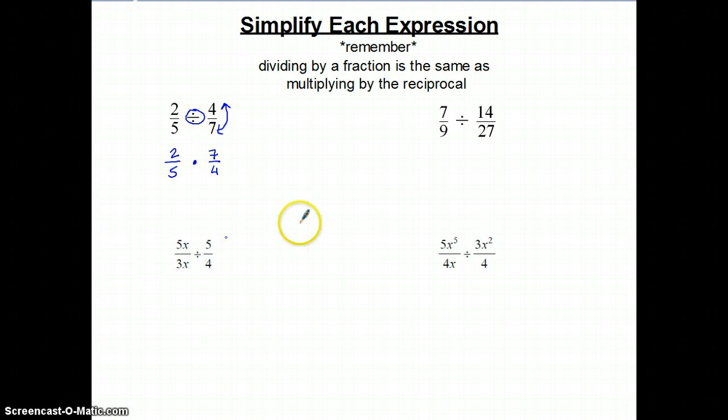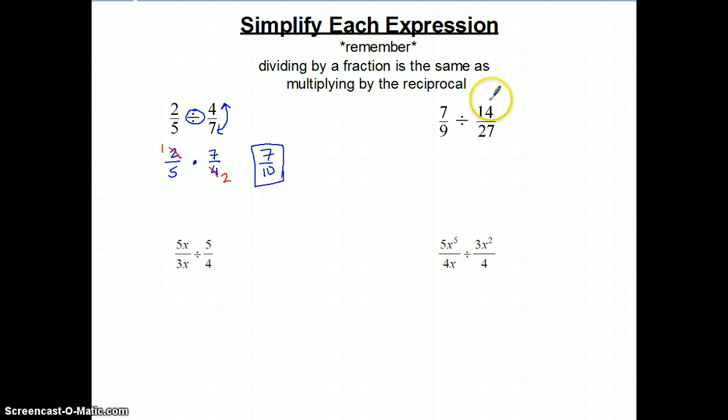From here, I reduce if possible, and multiply. I can reduce my 2 and my 4, and then multiply my numerators. 1 times 7 is 7, 5 times 2 is 10. We cannot reduce any further, so this is the most reduced form of your original expression.